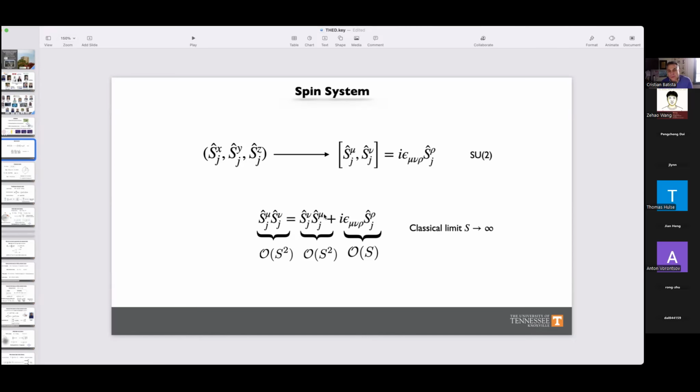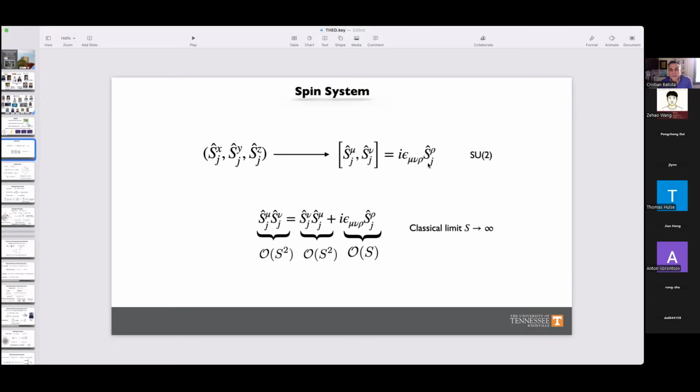And to understand what we mean by a classical limit, it's important to review a little bit how we take the classical limit of a spin system. So the simplest one consists of, you start from spin operators, which are generators of an SU(2) algebra, right? They close these commutation relations. This Levi-Civita symbol is the structure constant of the algebra.